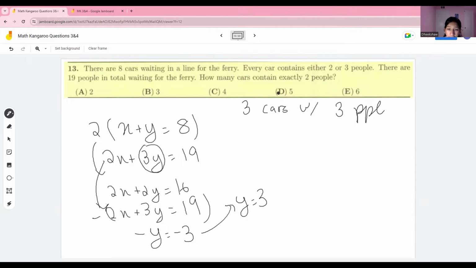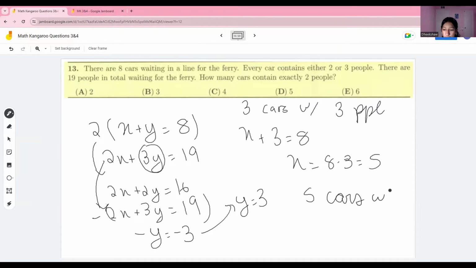And let's plug the y variable into this equation. So x plus 3 is equal to 8. X is equal to 8 minus 3, which is equal to 5. So 5 cars with 2 people, which is why the answer to this question is D.